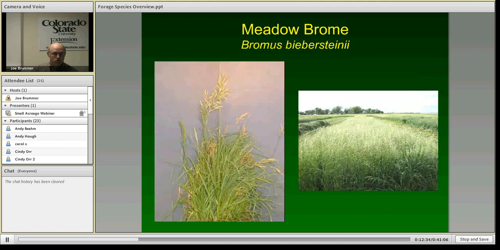Again, here are some photos of meadow brome, just showing the very leafy nature. Although it can have short rhizomes, it tends to grow and look much like a bunchgrass. Most of you are probably familiar with smooth brome, and I'll talk about that one next. But the seed heads and everything of meadow brome look very similar if you're familiar with smooth brome.